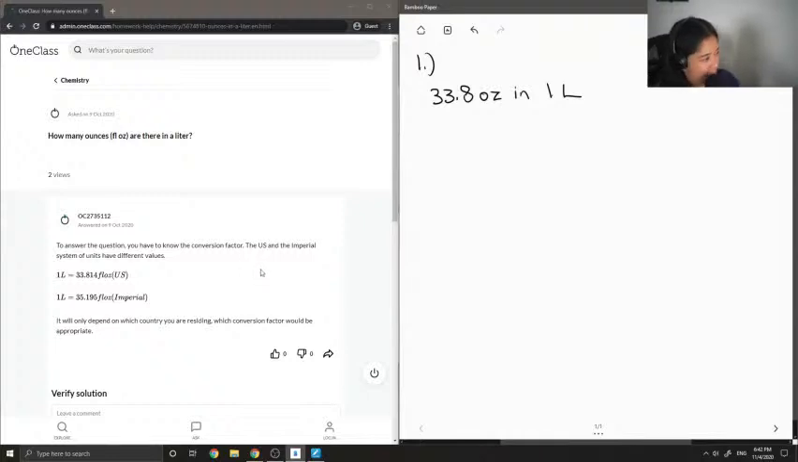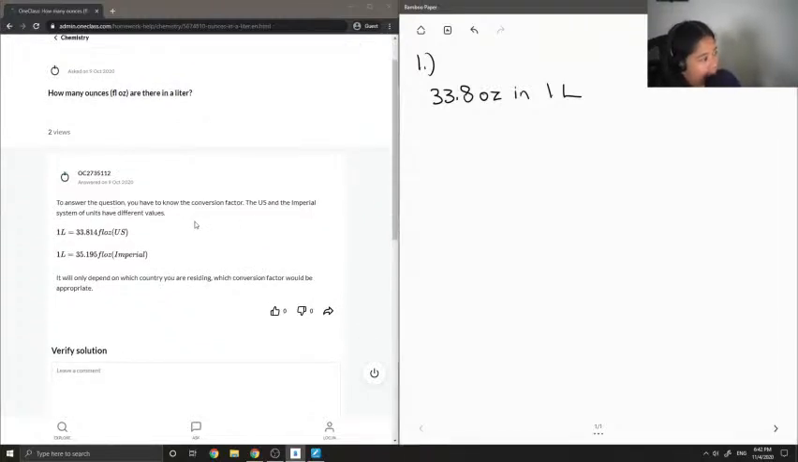So let's see what our junior tutor said. You have to know the conversion factor. The US and the imperial system of units have different values. So in Canada, we just go by the US value where 1 liter is equal to 33.8 ounces. For the imperial values, 1 liter is equal to 35.195 ounces. So it depends on which country you are residing, which conversion factor would be appropriate.